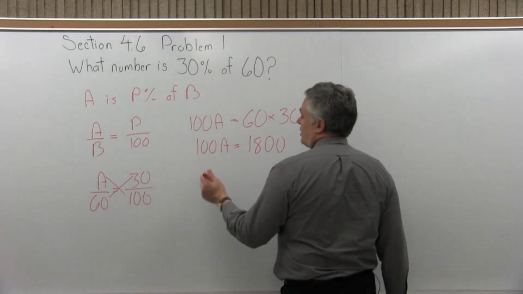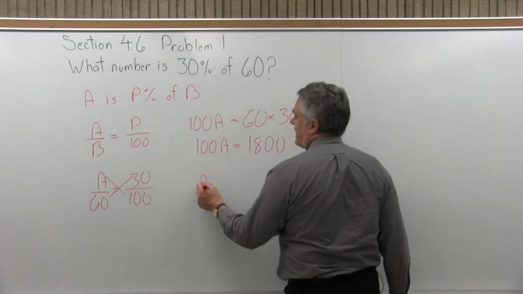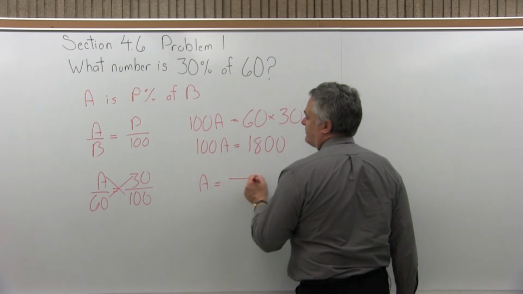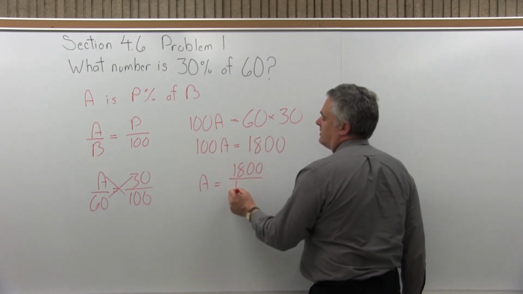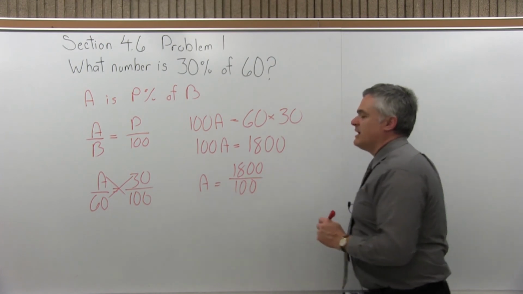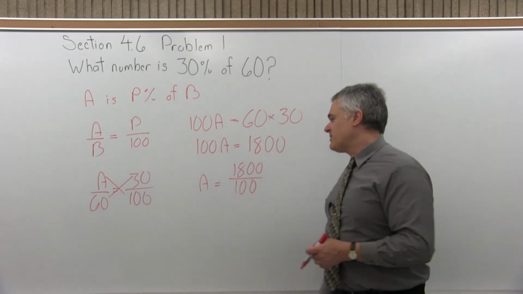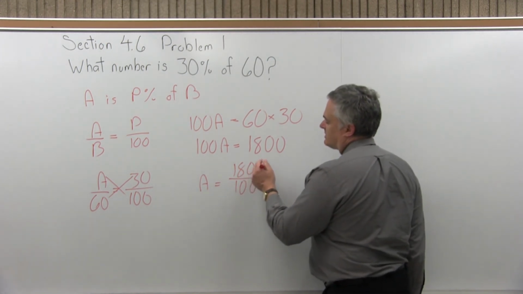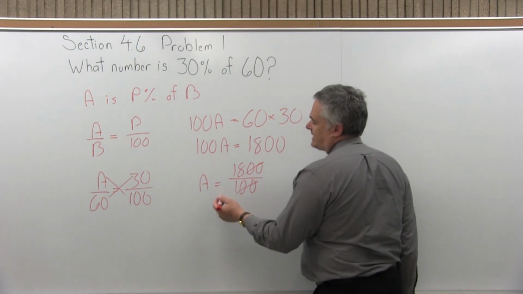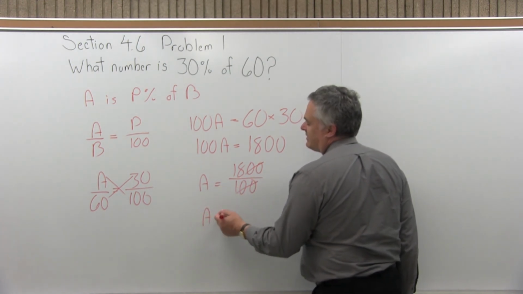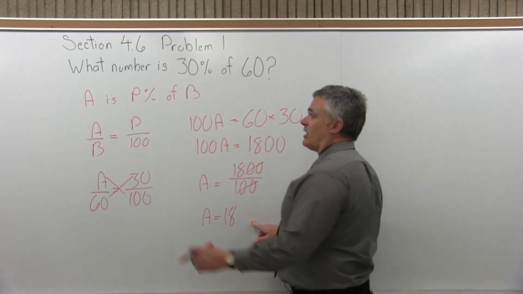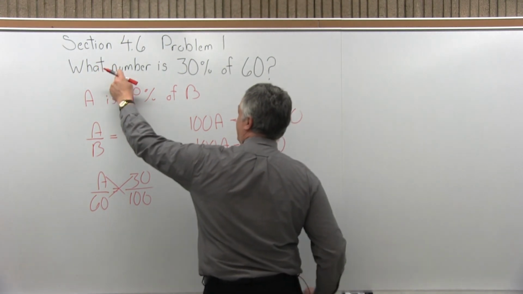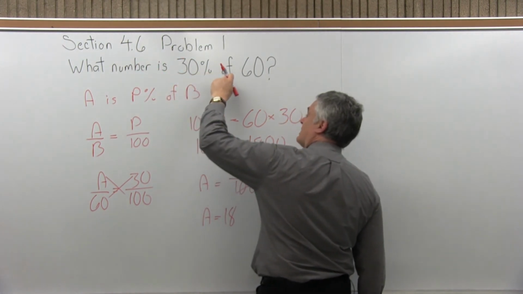And now, to solve for the unknown, you want to divide by the number next to it. So 100A equals 1800. You'll have 1800 divided by 100. And again, those are fairly big numbers, but because of the 2 zeros in the 100 and the 2 zeros in the numerator, you just cancel those. And you can see that A is 18. So that's the what number. That's what we solve for. So 18 is 30% of 60.